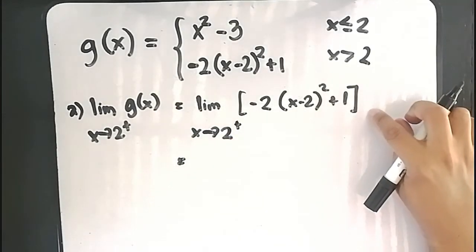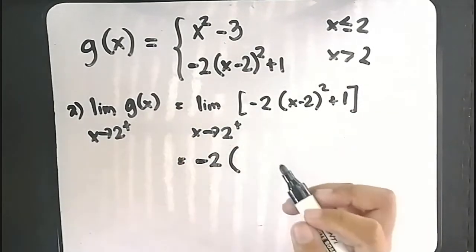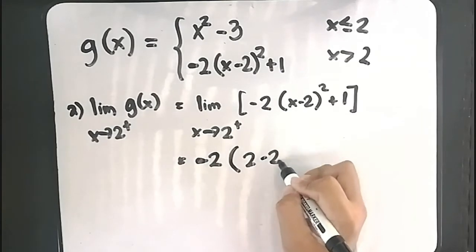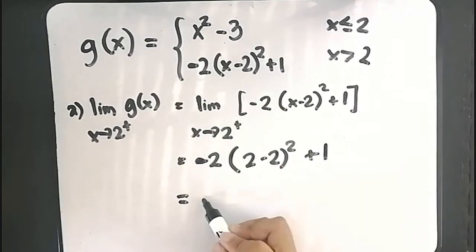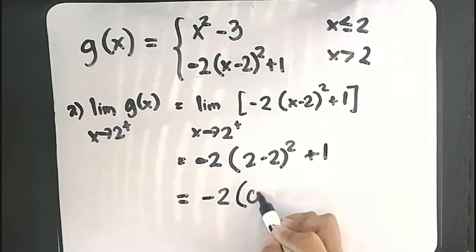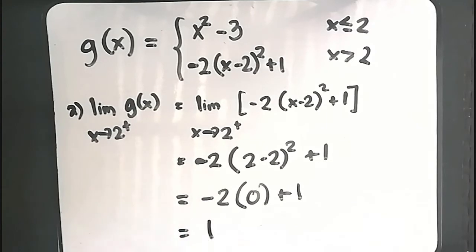Since this is a polynomial function, we can directly substitute the value of 2. So we have negative 2 times 2 minus 2 squared plus 1. So we have now negative 2 times 0 plus 1. So the answer is positive 1.